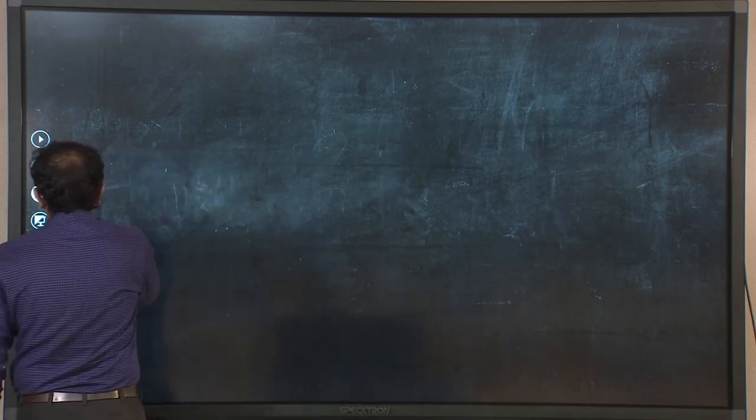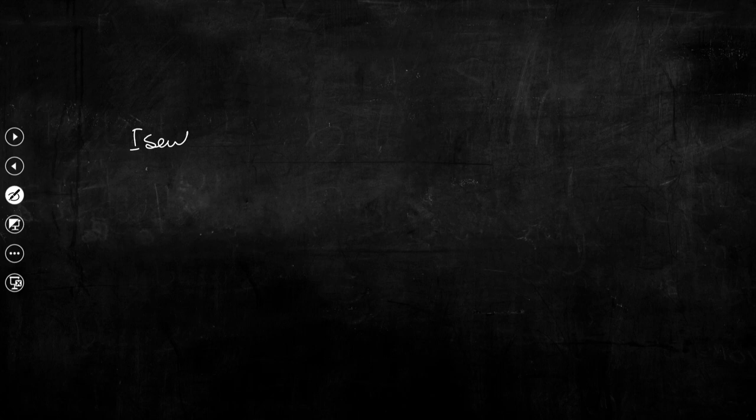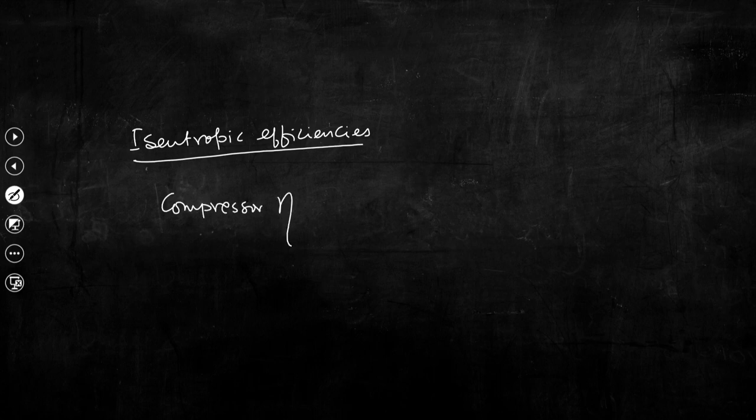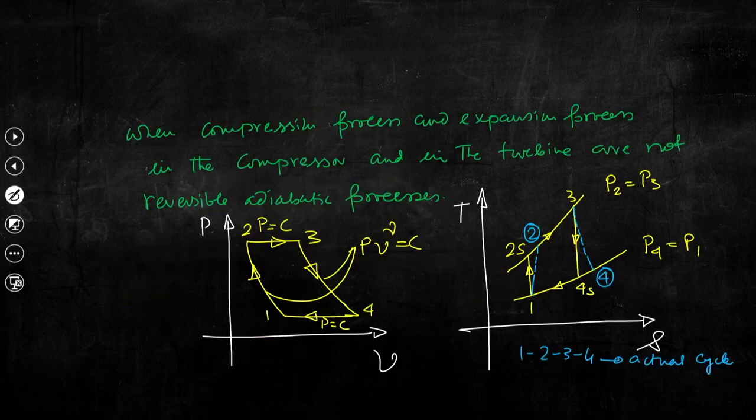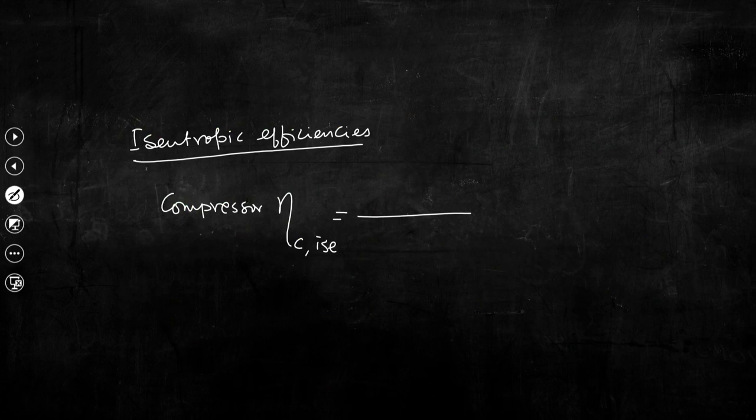Now, what is this? So, if I write isentropic efficiencies. So, for the compressor, eta compressor isentropic equal to, see, a compressor is basically not a work producing device, it is a device which consumes work. So, this is a work absorbing device. So, if we try to define what would be the definition of this isentropic efficiency of the compressor.